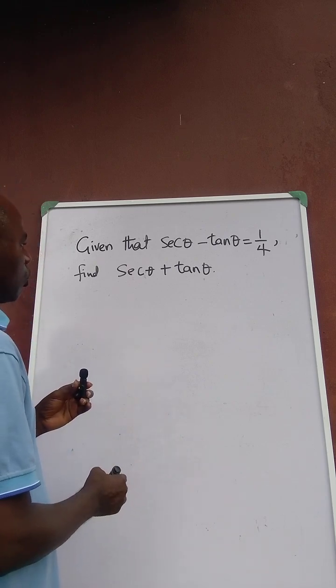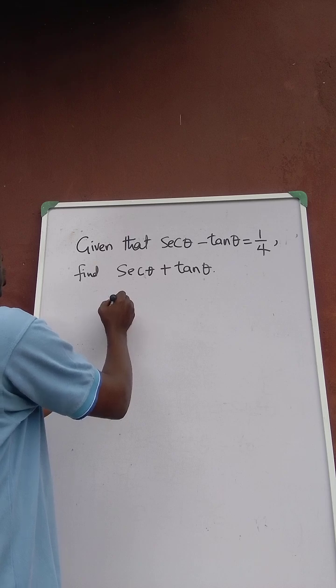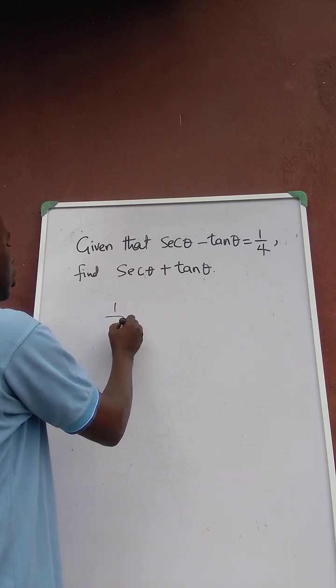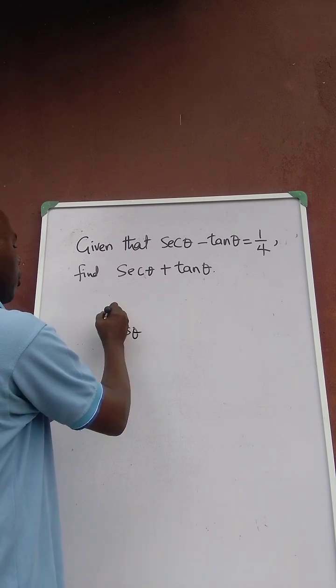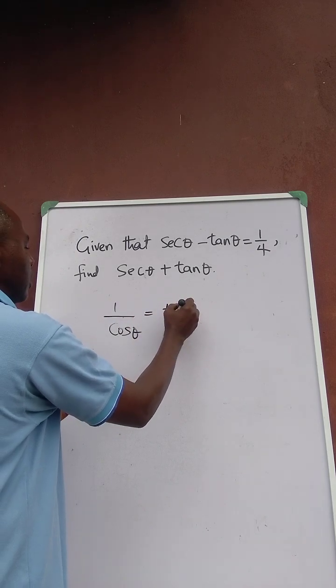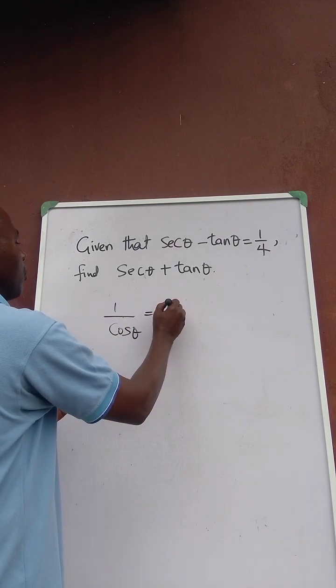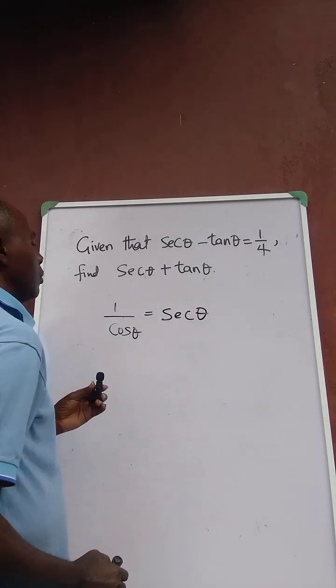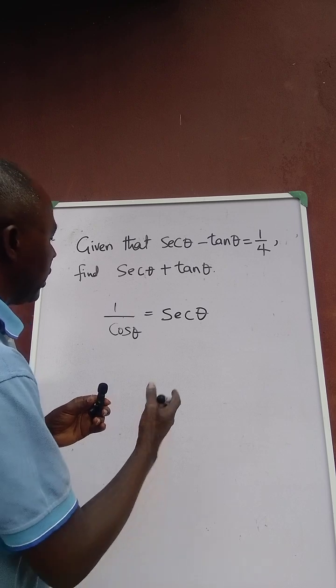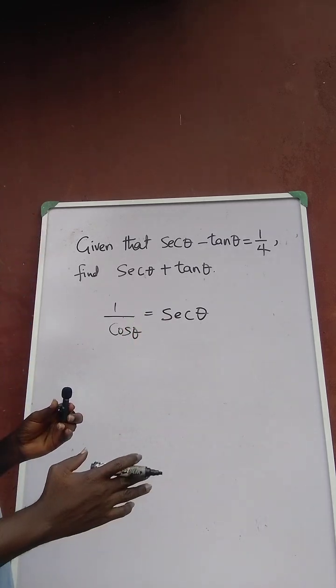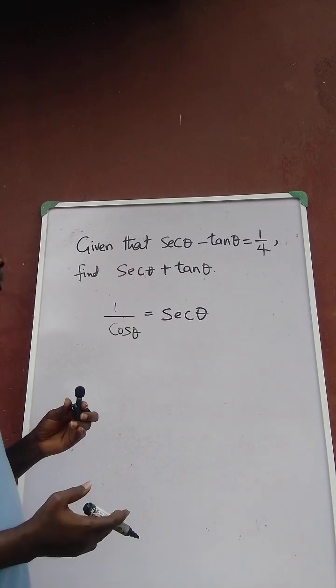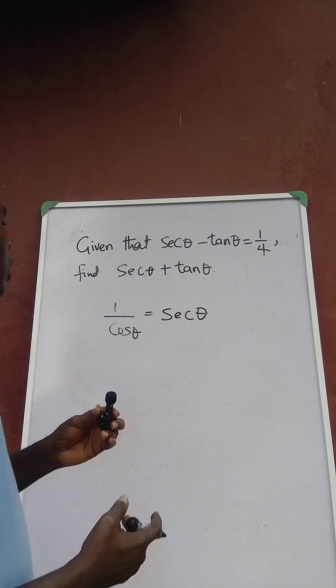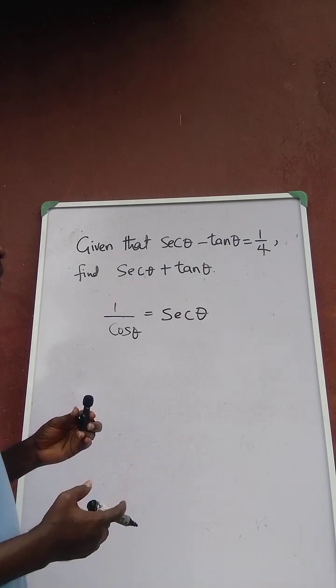The first one that should come to mind is that the reciprocal of cos theta, 1 over cos theta, will give us sec theta. This identity is in your four-figure table. You don't need to cram it if you don't know it offhand right now.